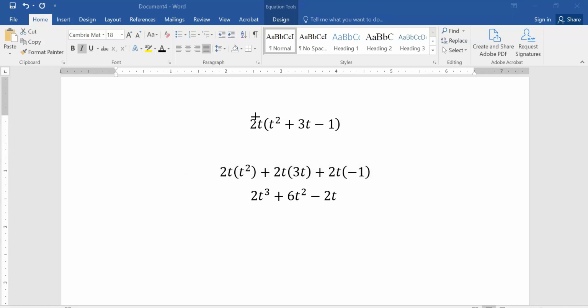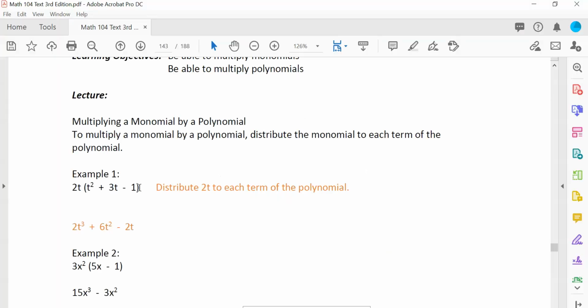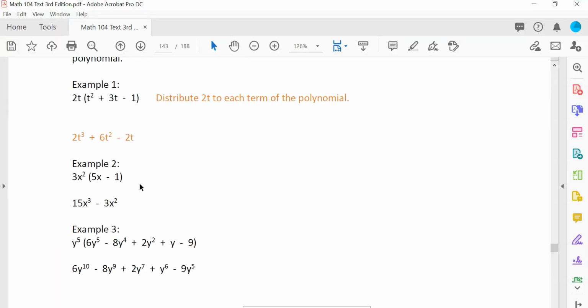Now, most of the time, this middle step I'm not going to write. A lot of people will write just lines on top to signify that they multiplied 2t times this term, 2t times that term, and 2t times that term. And then they'll just do all the multiplication in their head. So that's the idea of multiplying a monomial by a bigger polynomial, bigger in terms of more terms.